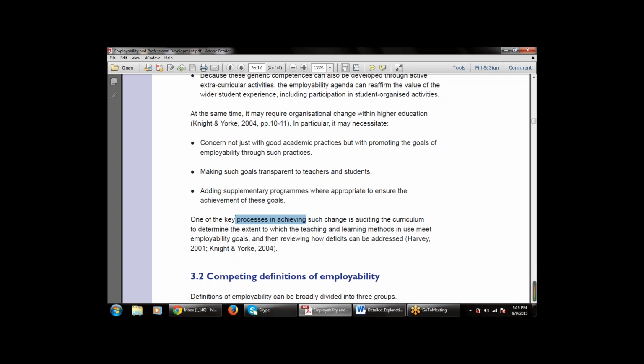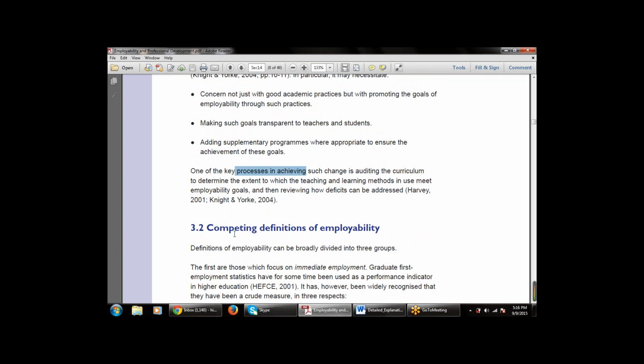One of the key processes used in achieving such change is auditing the curriculum. Auditing the curriculum means reviewing it to determine the extent to which the teaching and learning methods in use meet the employability goals, that is, how to meet them, and how to review how deficiencies can be addressed. That is the main concern.